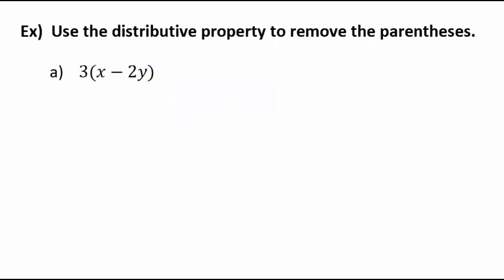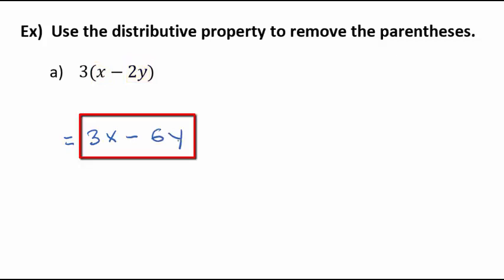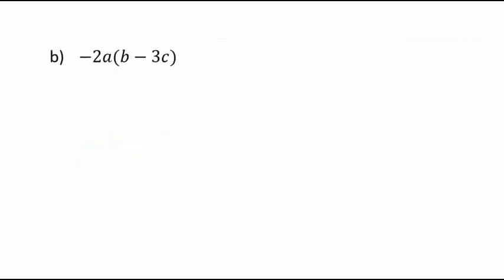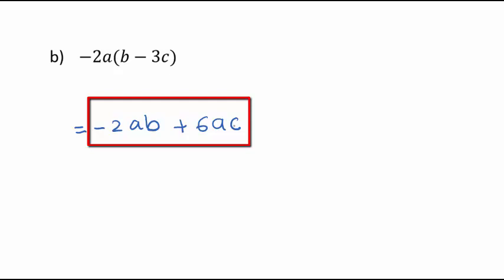Use the distributive property to remove the parentheses. To do this, we take 3 times x to get 3x, minus 3 times 2y, which is 6y. And this is the answer. We have to know how to use the distributive property to remove the parentheses, so in the future we can solve equations. By using the distributive property, we take negative 2a times b, and that gives us negative 2ab. Negative 2a times negative 3c: negative times negative is positive, 2 times 3 is 6, and a times c is ac. So the answer is negative 2ab plus 6ac.